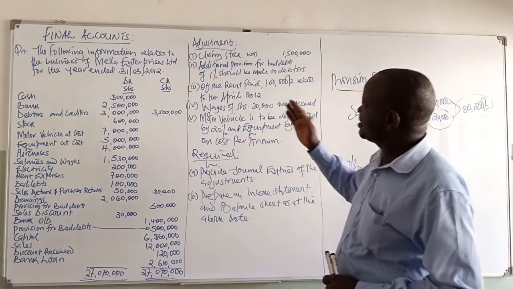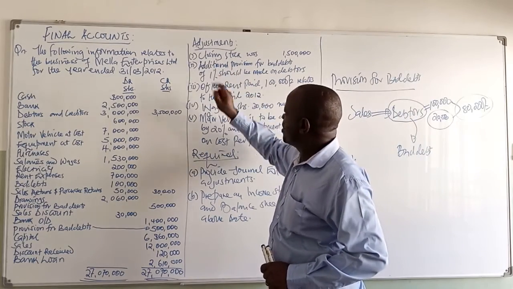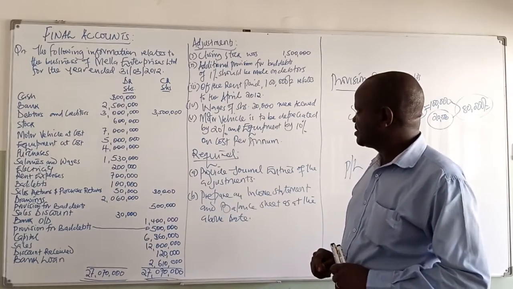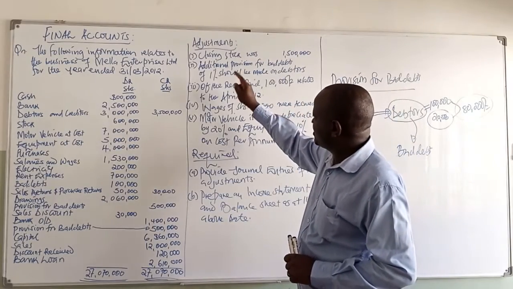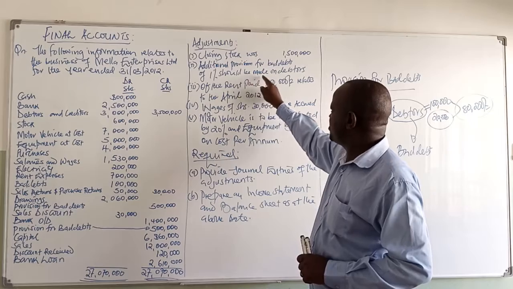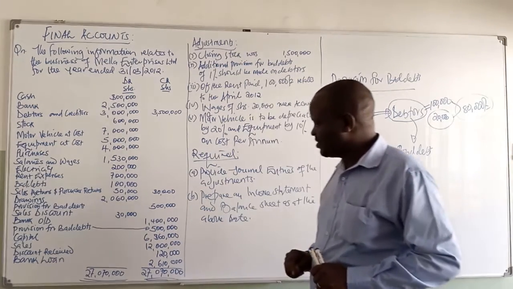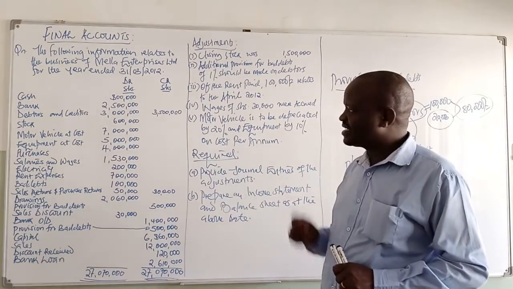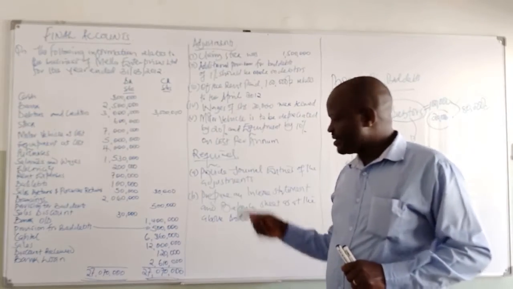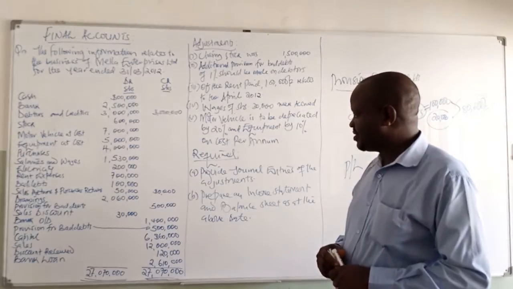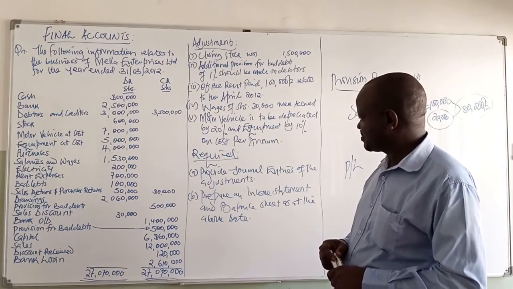They are telling us that adjustment number 1, closing stock was valued at 1,500,000. And then they are telling us an additional provision for bad debts should be made on debtors. And you can see here later we have 500,000. They are telling us additional, that on top of 500,000 we should include again an extra 30,000, that is 1%.